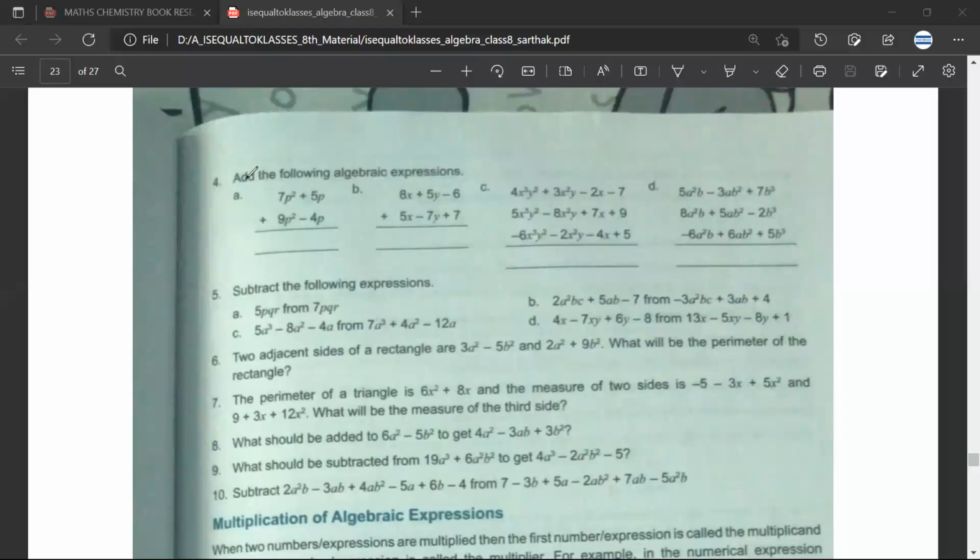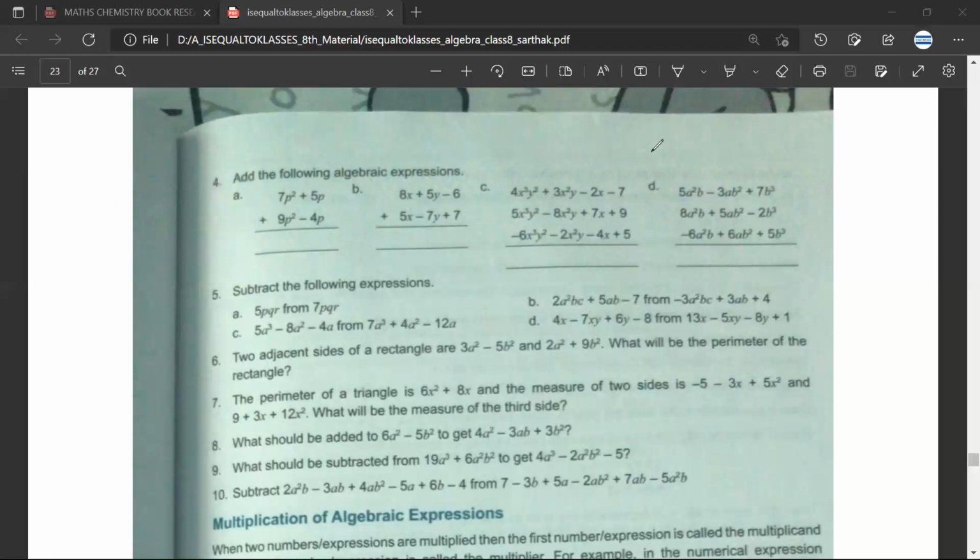So, Mr. Sarthak, how should I do A part? Yes, sir. So we'll subtract 5 and 4, so that will be P, and we'll add 7 and 9, so that will be 16P. So, it is addition. So, 7p square and 9p square would be 16p square. And 5 minus 4 would be plus p. Is it okay? Yes, sir.